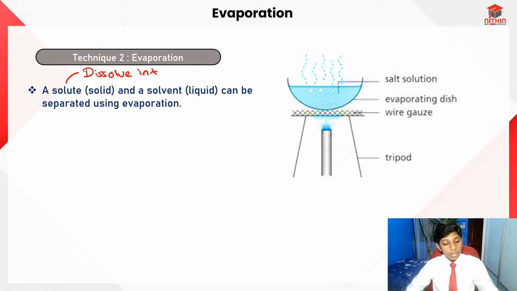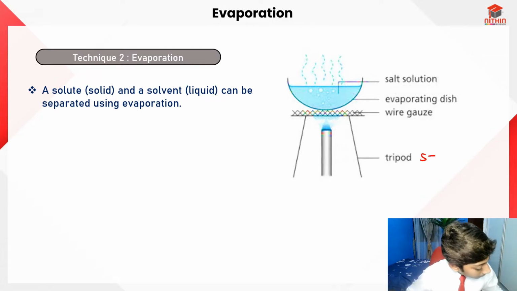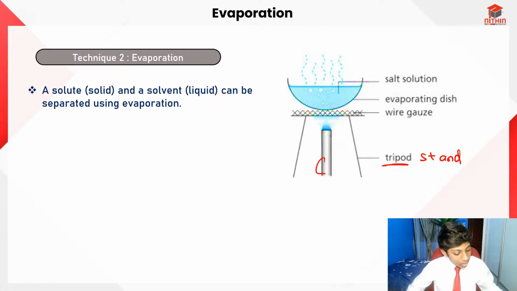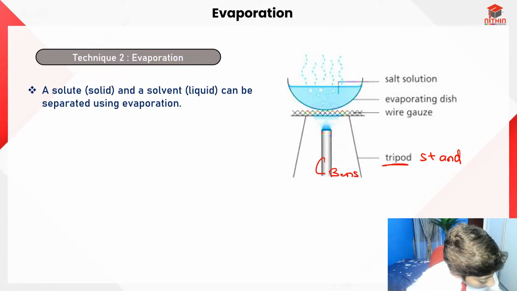Now let's take a look at the actual evaporation setup. A solute, which is the solid, and a solvent, which is the liquid, can be separated using evaporation. This over here is a salt solution. This is the evaporation setup. Here we have an evaporating dish, this is a wire gauze, and this is the tripod stand, which you could also call a tripod. And this over here is the Bunsen burner.